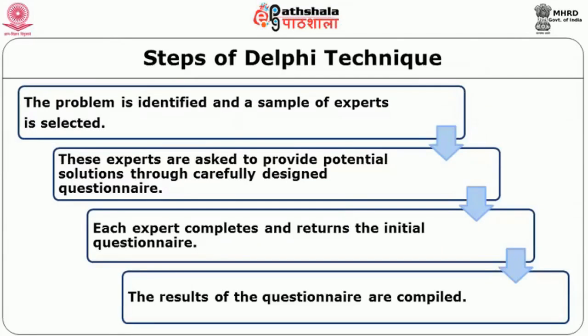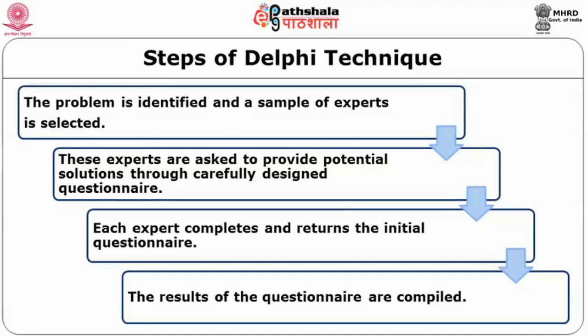Now which are those steps? Let's have a look at it. First step is the problem is identified and a sample of experts is selected. Once the problem is identified, we need to identify the experts who will be a suitable person for providing a solution to that particular problem. These experts are asked to provide potential solutions through a carefully designed questionnaire.